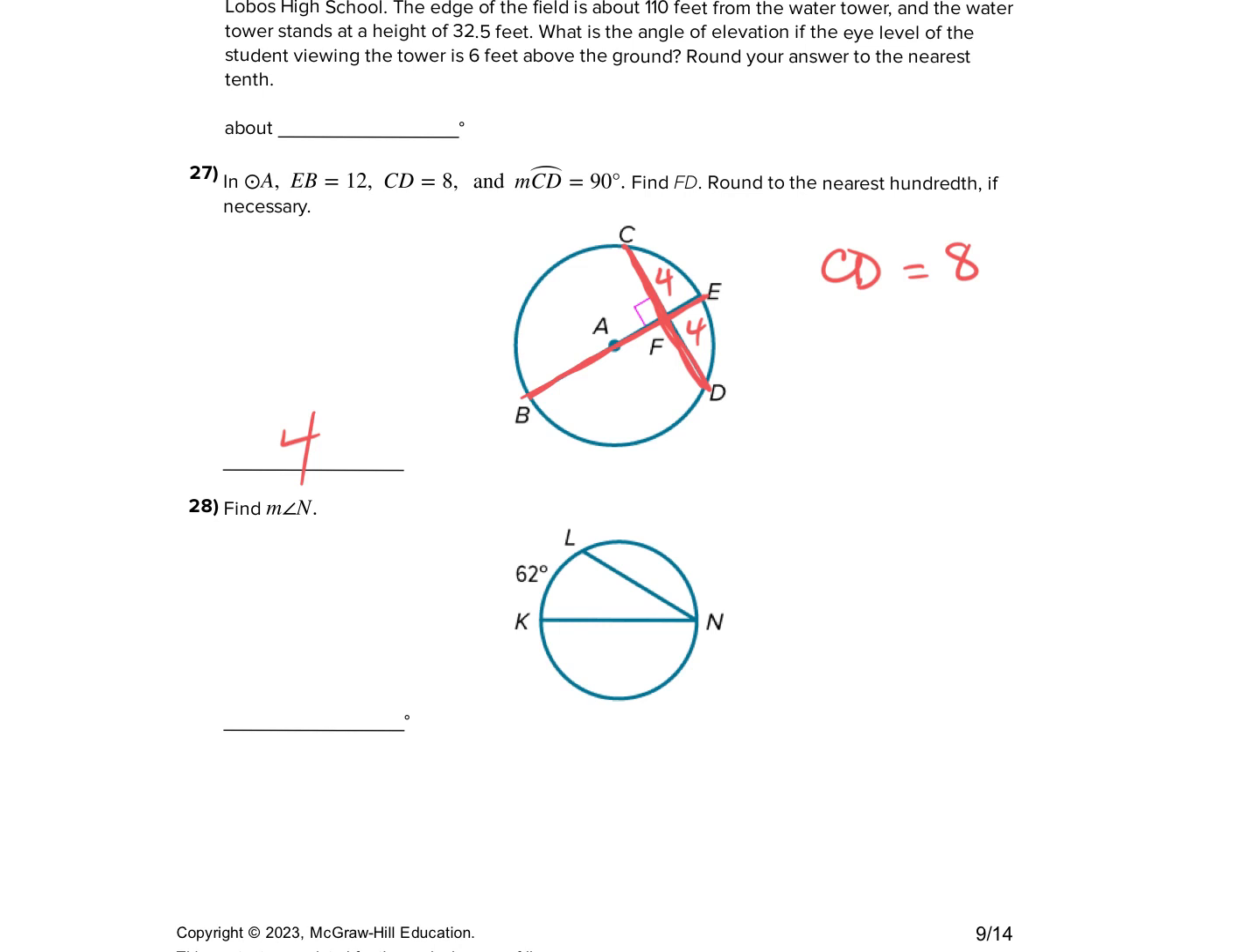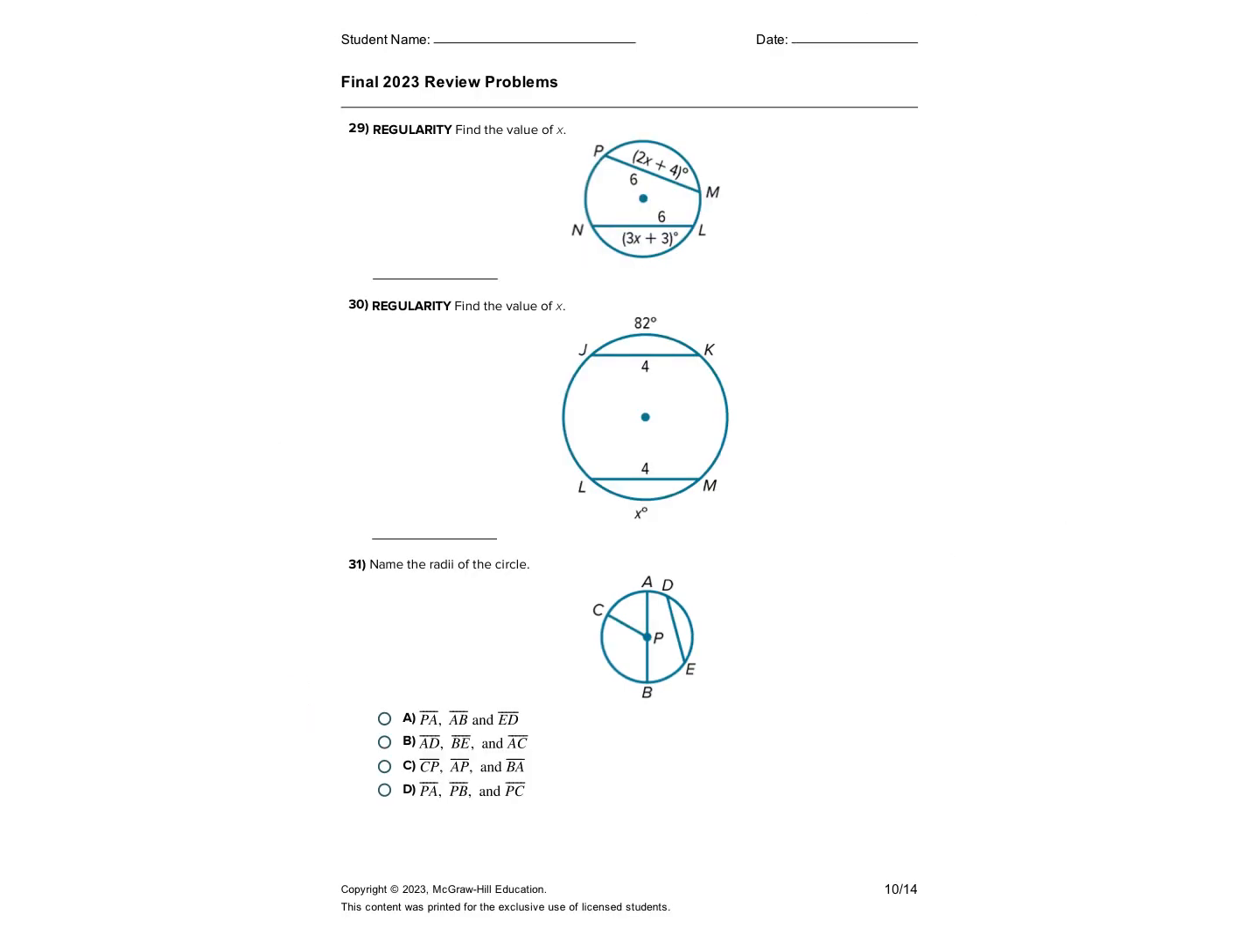Number 28, we have an inscribed angle. Okay, the rule for inscribed angles is that the angle, in this case angle N, is equal to half of the arc created. So it would be half of LK. So LK is 62 degrees. So 62 divided by 2 is 31. So N is 31 degrees.